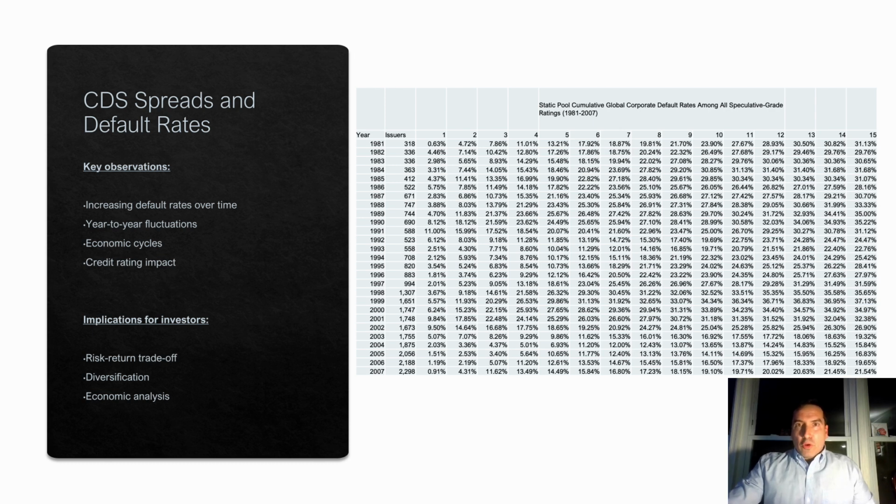While overall the trend is upward, there are significant variations in default rates from year to year, reflecting economic conditions, industry-specific factors, and other outside influences. Default rates tend to be higher during economic downturns and recessions, and lower during periods of economic expansion. While the data does not show individual credit ratings, it's generally expected that lower-rated bonds have higher default rates than higher-rated bonds. So the implication for investors is the risk-return trade-off. Investors see higher returns from speculative-grade bonds, and they should be aware of the associated higher risk.